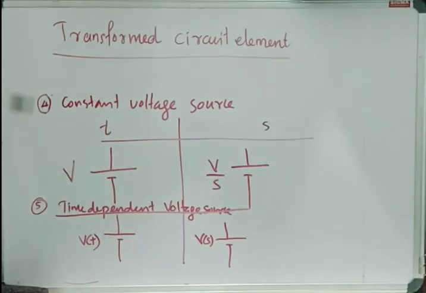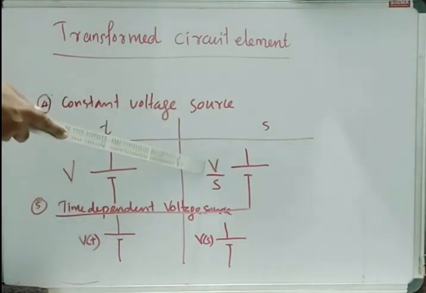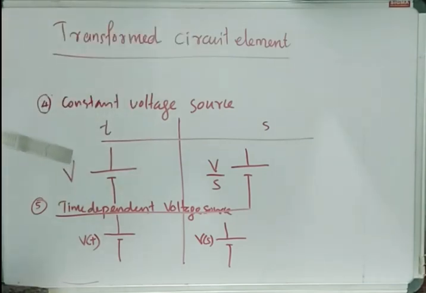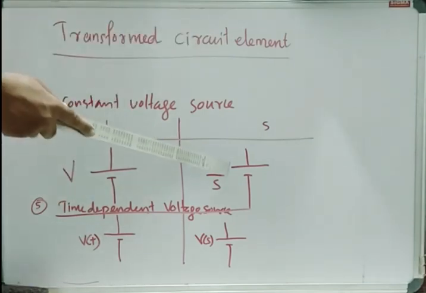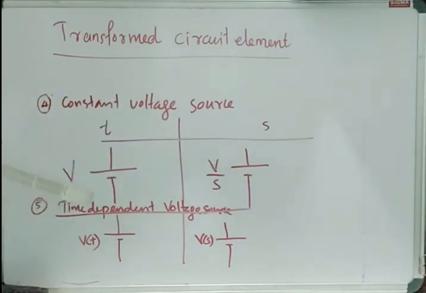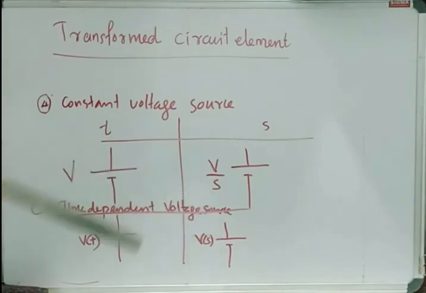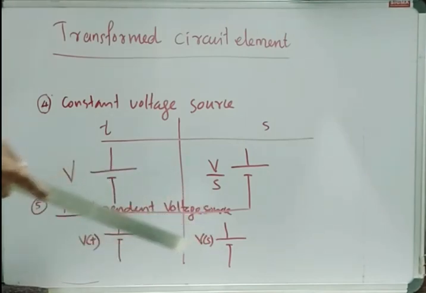Next, let's consider a constant voltage source. That is, the voltage source has a constant value, say 10 volt. Under that condition, the transformed equivalent circuit is this one, having value V by s. For example, if the DC voltage is 10, the corresponding transformed voltage is 10 by s. When we are considering a time dependent voltage source, the voltage source can be represented by V of t. The corresponding transformed network is the same source with value V of s.